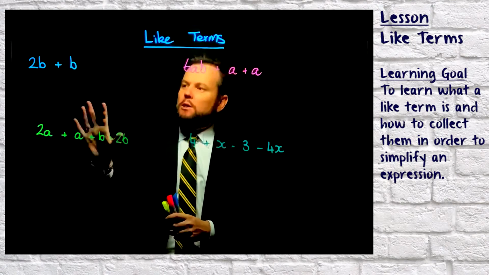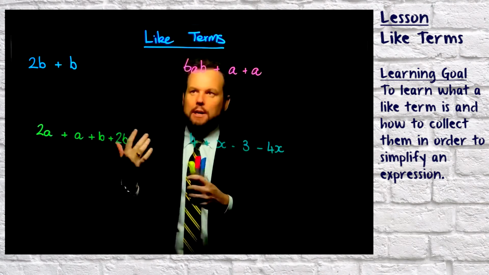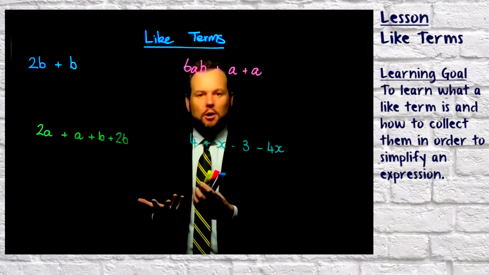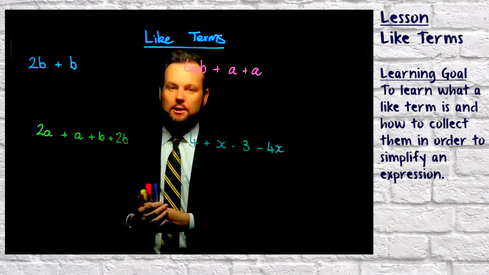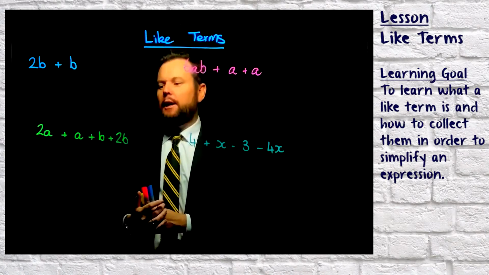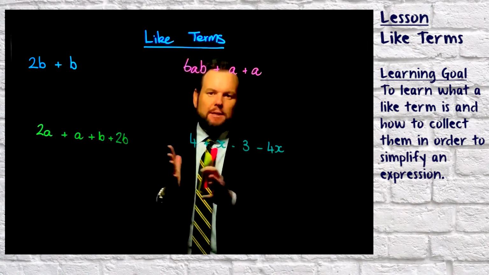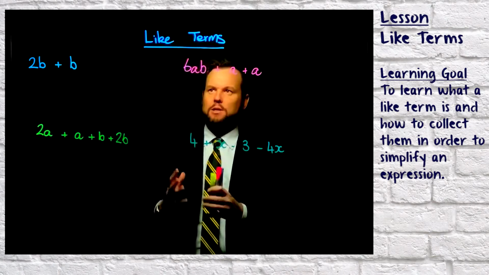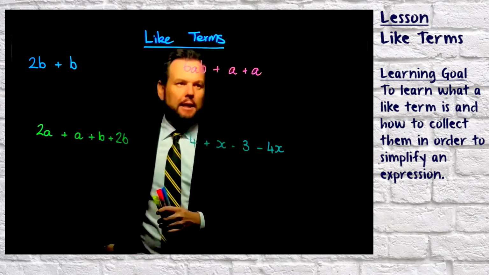So when we're doing like terms and when we start collecting them, basically our goal is to simplify the expression. So we want to make the expression smaller, okay? When we simplify something, we basically just cut it down, make it smaller to see, all right?